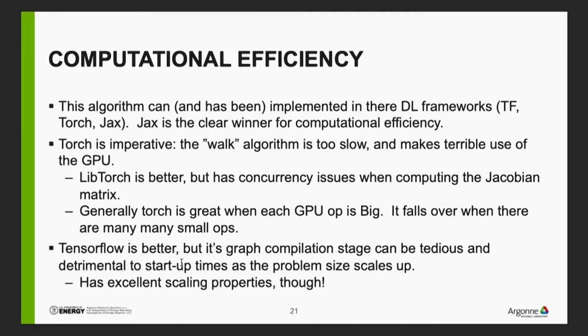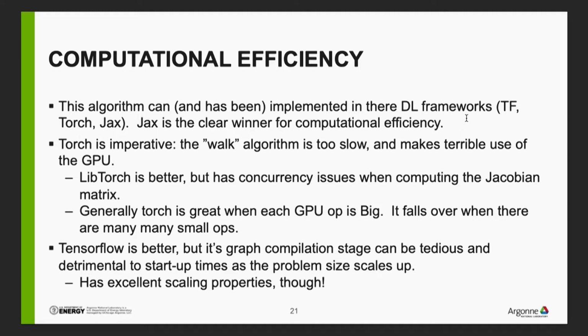A word about computational efficiency, since this is ATPESC. You could implement this in lots of deep learning frameworks. We've tried it in three deep learning frameworks. So we tried it in TensorFlow, Torch, JAX. JAX is the clear winner. So if you're doing anything with weird derivatives, JAX is just awesome.